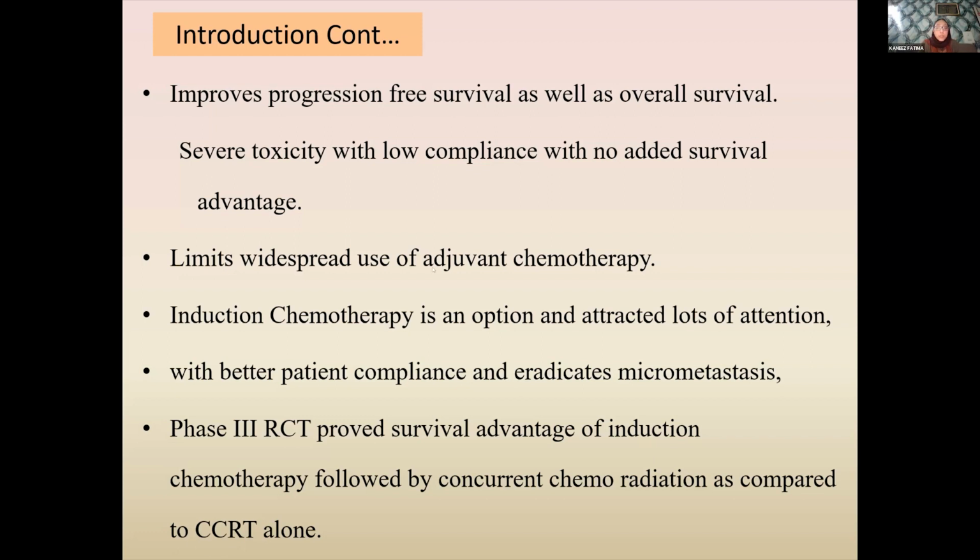But unfortunately, the majority of the patients cannot complete the adjuvant chemotherapy because of severe toxicity of concurrent chemoradiation. And also a number of RCTs have shown no added benefit of adding adjuvant chemotherapy followed by concurrent chemoradiation as compared to the concurrent chemoradiation alone as far as the survival is concerned. So all these things limit the widespread use of adjuvant chemotherapy. Here comes the role of induction chemotherapy. Induction chemotherapy is an option, and it attracted lots of attention with better patient compliance, and also eradicates the micrometastasis. And also a number of phase 3 randomized controlled trials proved a survival advantage of induction chemotherapy followed by concurrent chemoradiation as compared to the concurrent chemoradiation alone.